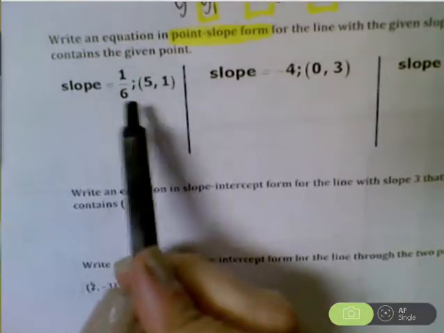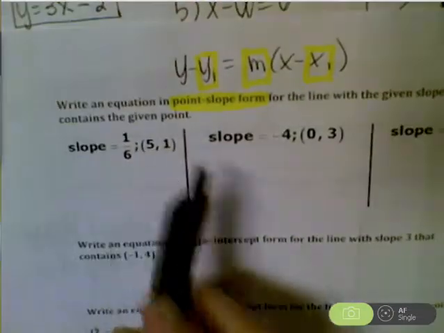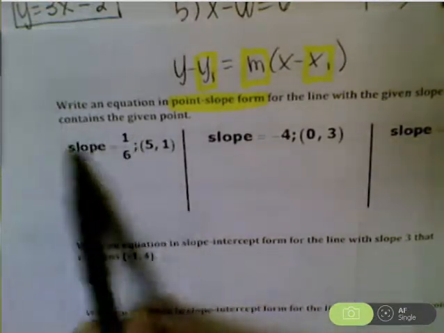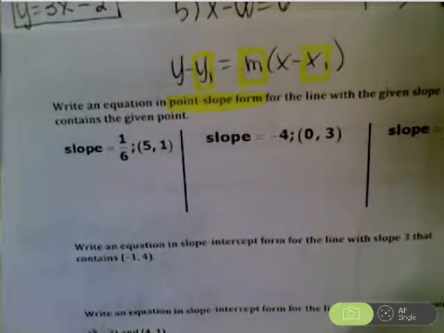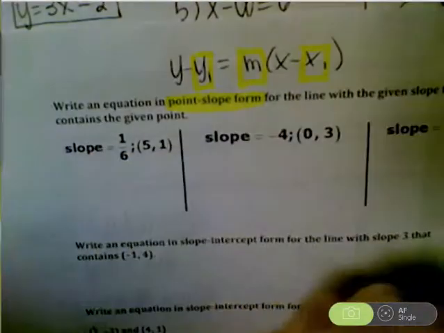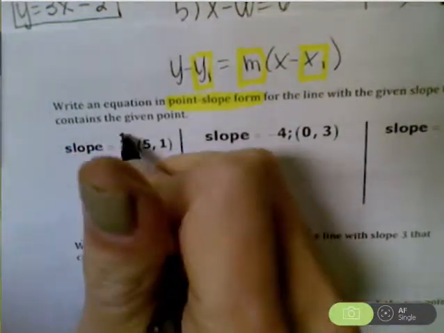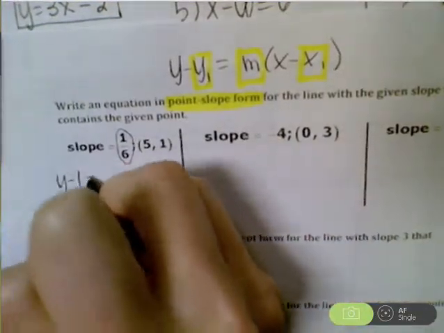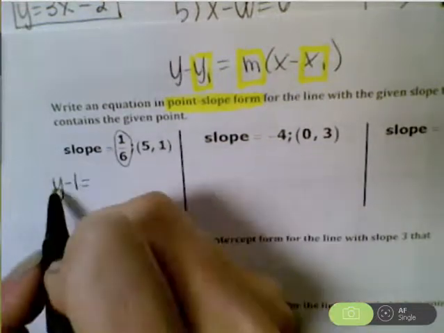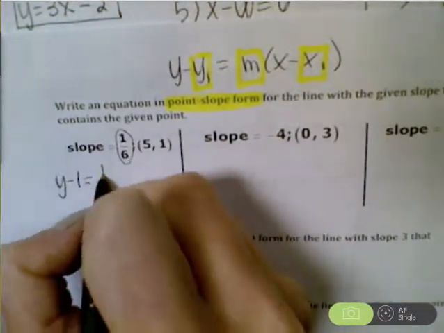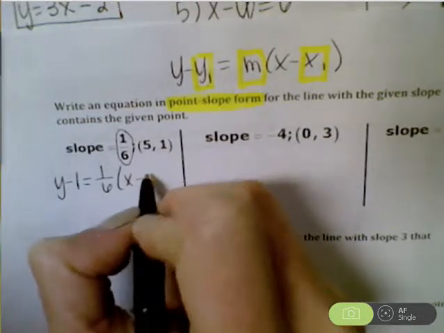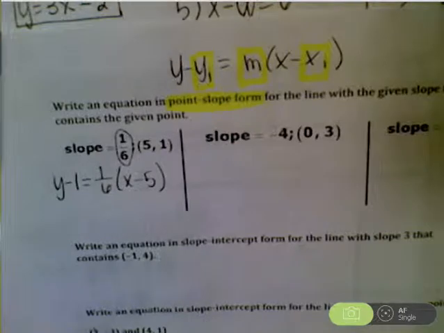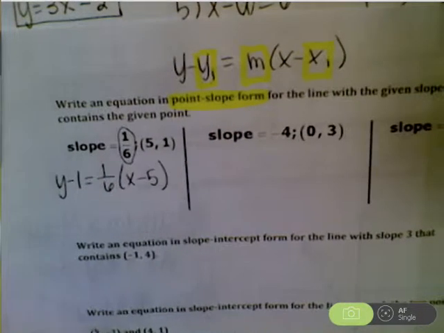So in the first example, if you know that the slope is 1/6 and you know that the point is 5, 1, does anyone want to give it a try at writing these in this form? Mary Grace? Put m equal to 1/6. And y1 would be equal to 1 and x1. That's exactly right. So it would be y minus 1 equals 1/6 times x minus 5. And that's all I do. Literally, I just plugged in the values into the formula. Super simple.